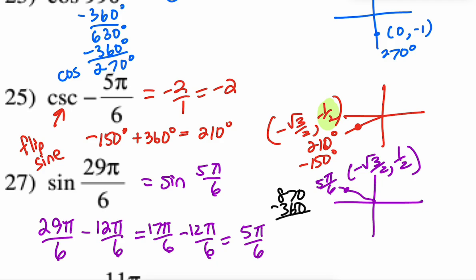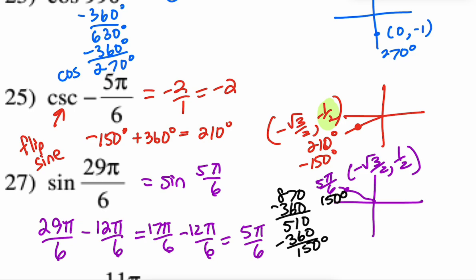Now, if we did degrees, 29 30s is 870. Take off 360, we get 510. Take off 360 again, we do get the 150 mark, which is exactly what we thought. So feel free at any time to do your work in degrees, and then work your way backwards if you need to, okay? But anyway, 5 pi over 6.